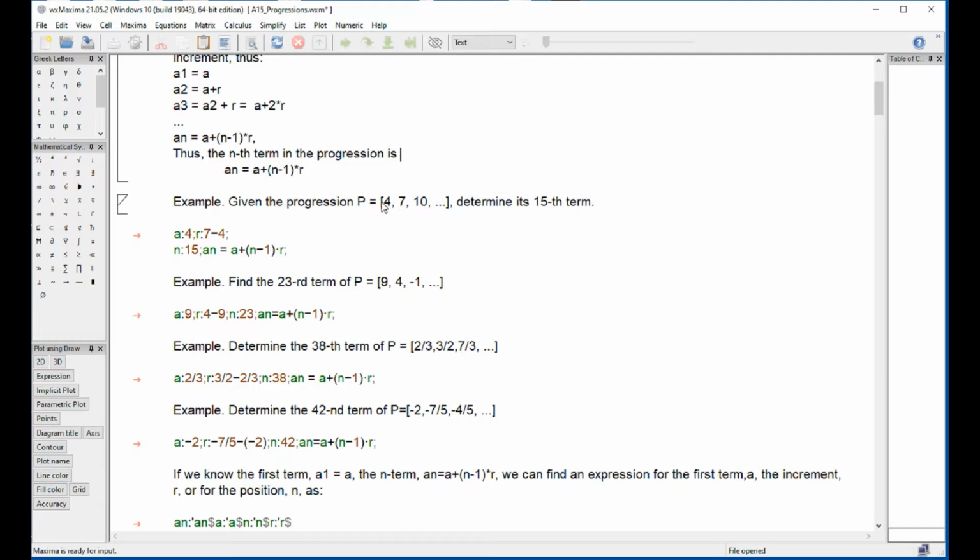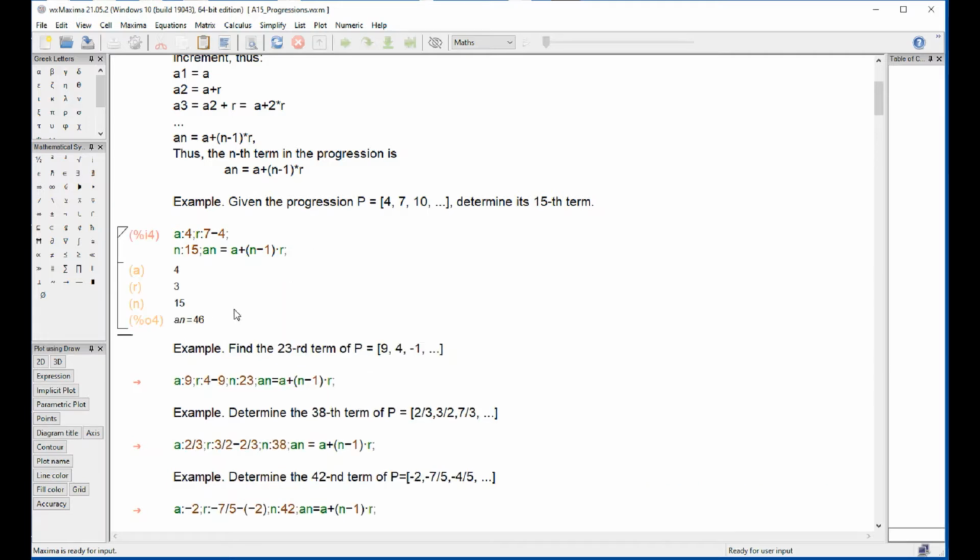Here's the progression 4, 7, 10. Determine the 15th term. All right, so the first term is 4, and the increment will be the difference between 7 minus 4, which is 3, or 10 minus 7, which is 3. And so we are after term number 15, and we have the expression that the nth term is equal to A plus n minus 1 times R. And so it tells me that the 15th term in that progression is equal to 46.